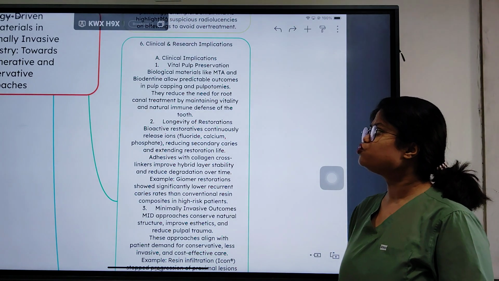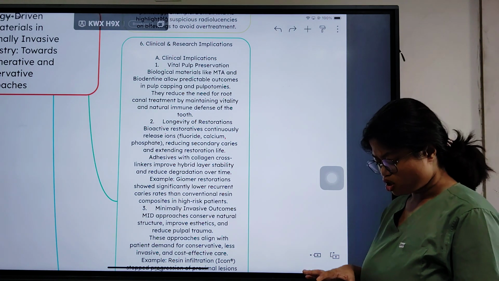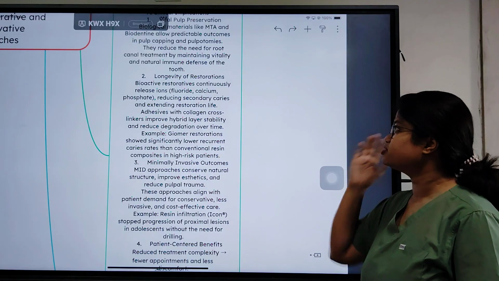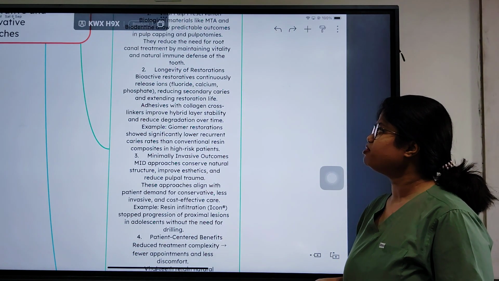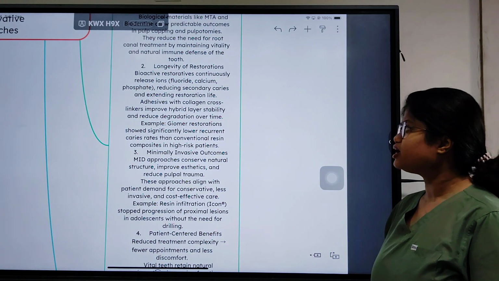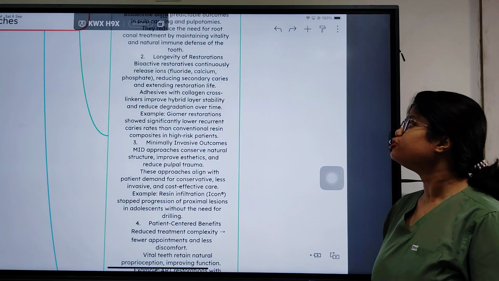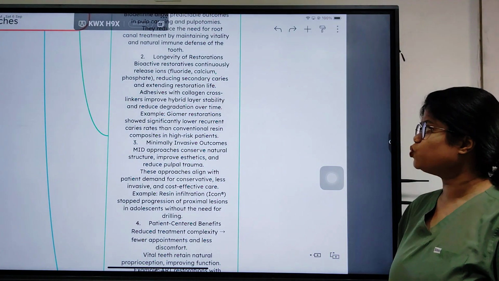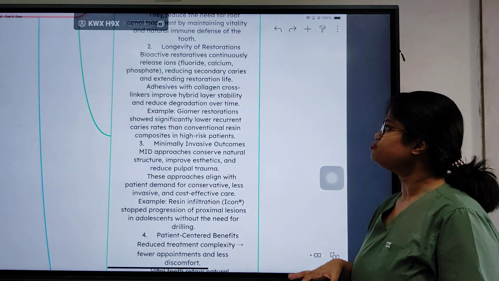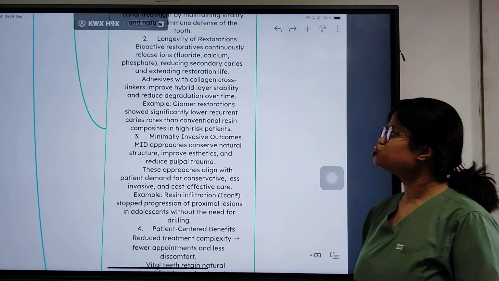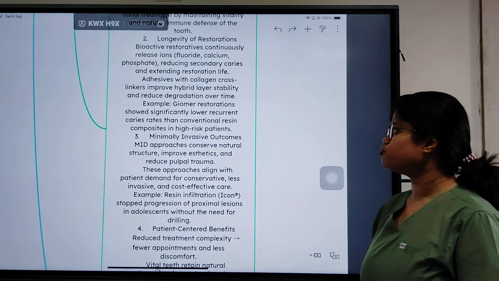They reduce the need for root canal treatment by maintaining vitality of the tooth and the natural immune defense of the tooth. Longevity of the restorations is preserved using bioactive restorations that will continuously release fluoride, calcium and phosphate, reducing the onset of secondary caries and extending the restoration life. Adhesives with collagen cross-linkers can be used to improve the hybrid layer stability and reduce degradation over time.